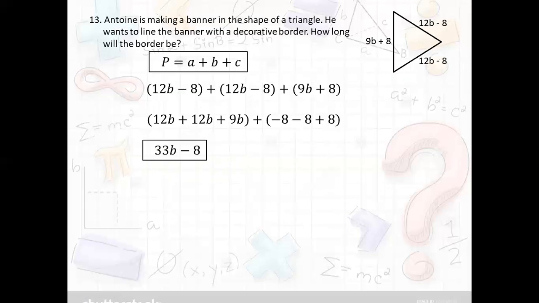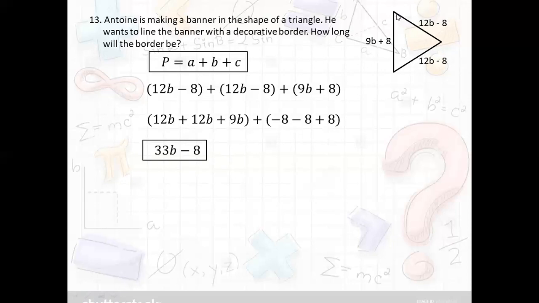Okay, let's move to question number 13. Now question number 13 is a problem solving. Anthony is making a banner in the shape of a triangle. So there's the picture given to you. He wants to line the banner with a decorative border. So he wants to put a border along this triangle. Okay, so he wants to put one border here, one here, one here.